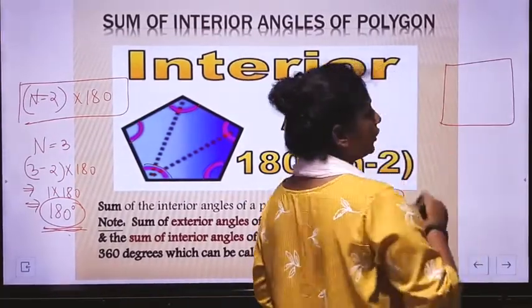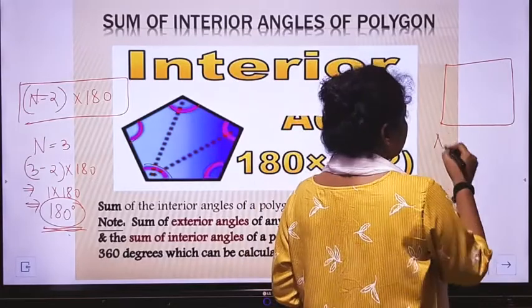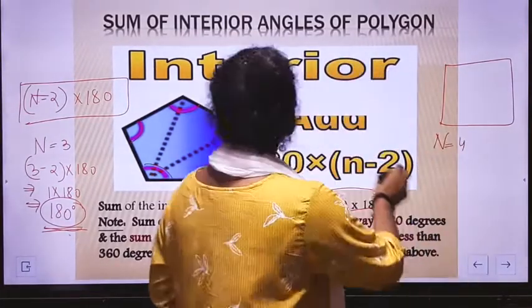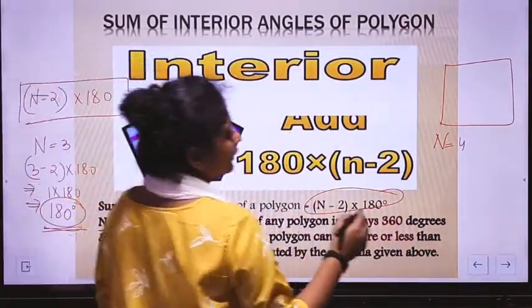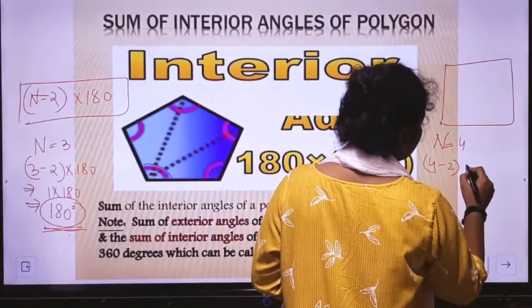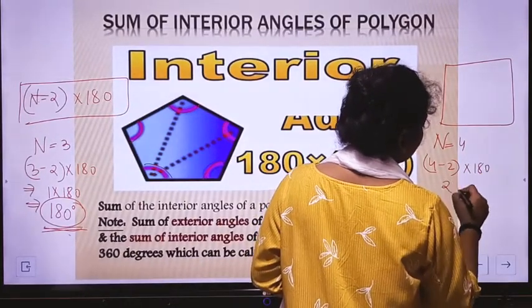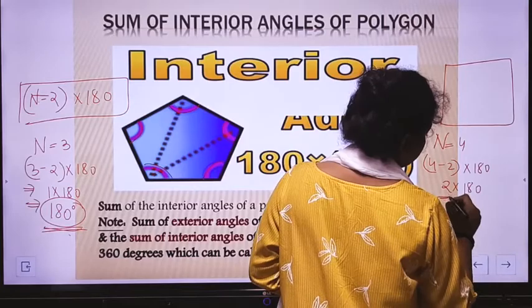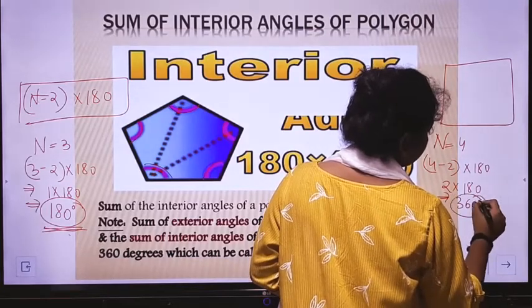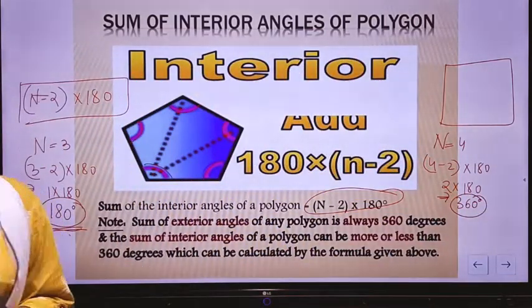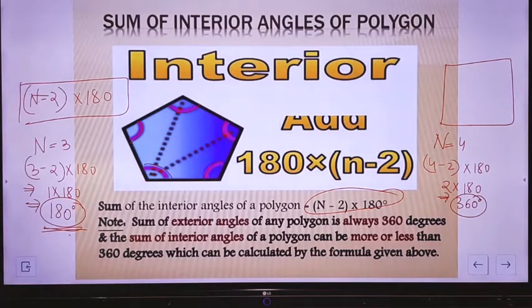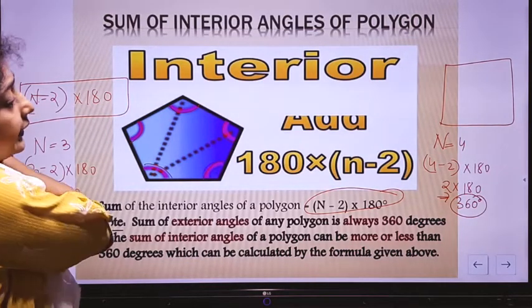Okay. Next, for a quadrilateral. Any quadrilateral has 4 sides. So n equals 4 here. If we apply this formula, (n minus 2) into 180, so (4 minus 2) into 180, 2 into 180. This is equal to 360. That means the sum of all the angles of a quadrilateral is equal to 360. Okay. This is for the interior angles.